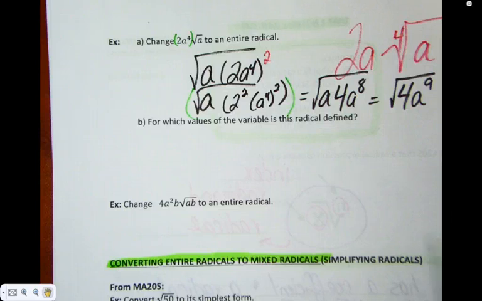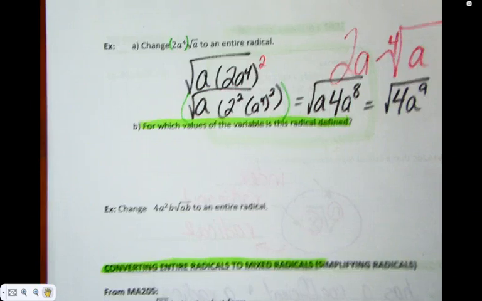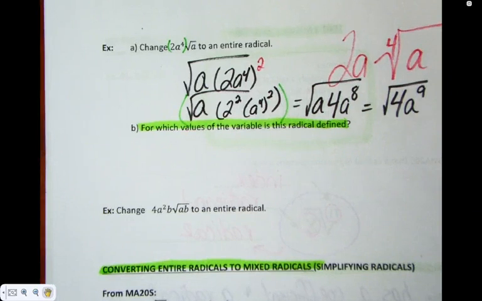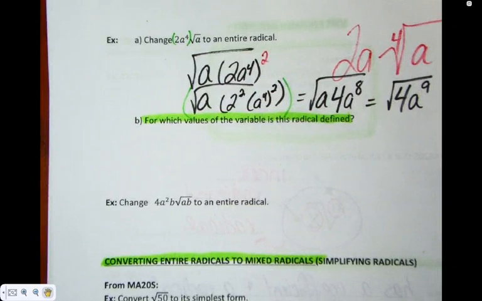For which values of the variable is this radical defined? This question will be the bane of your existence. This is going to come up in almost every homework question. And what they're trying to do is get you to decide over the course of the unit when can you take a square root and when can you not? What kind of numbers can you square root and what kind of numbers can you not? What about cube roots? What about fourth roots?